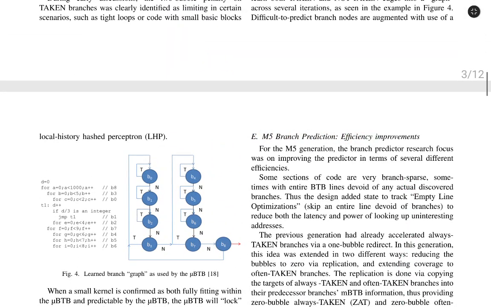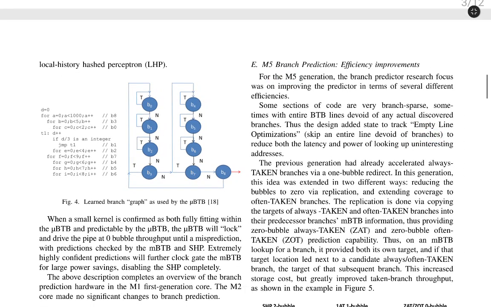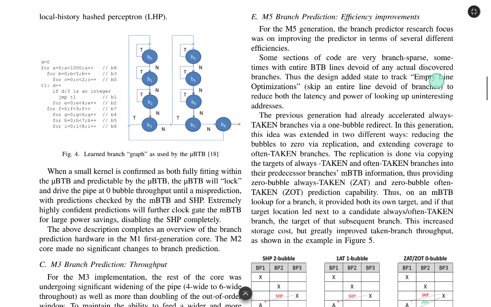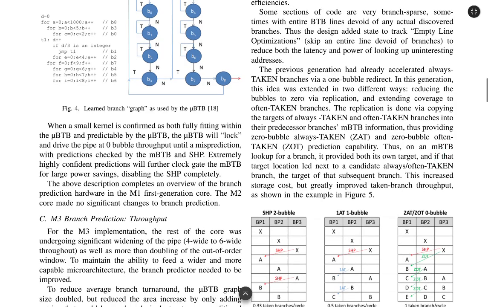M5 branch prediction efficiency improvement. For the M5 generation, the branch predictor research focused on improving the predictor in terms of several different efficiencies. Some sections of the code are very branch sparse, sometimes with entire BTB lines devoid of any actual discovered branches. Thus, the design added state to track empty lines, an optimization to skip an entire line devoid of branches to reduce both the latency and power of looking up the uninteresting addresses.